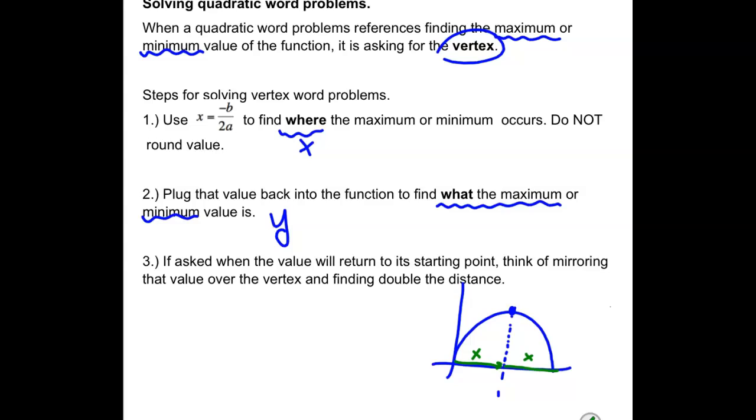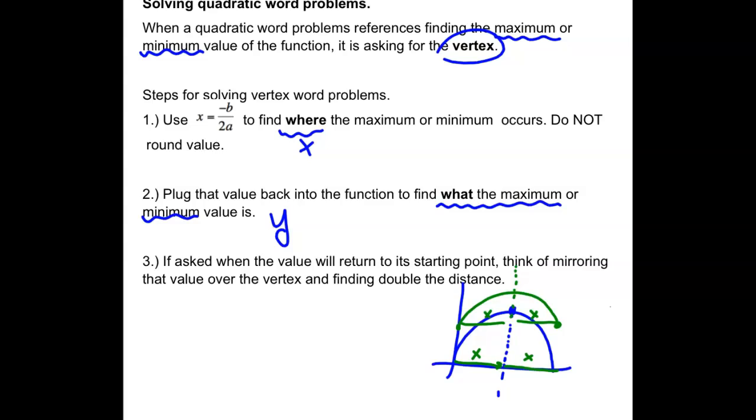Even if the parabola starts above the origin, we can still look at when it will be back to the same height as when it started, simply by mirroring that point across the line of symmetry. So we're doubling our x value.